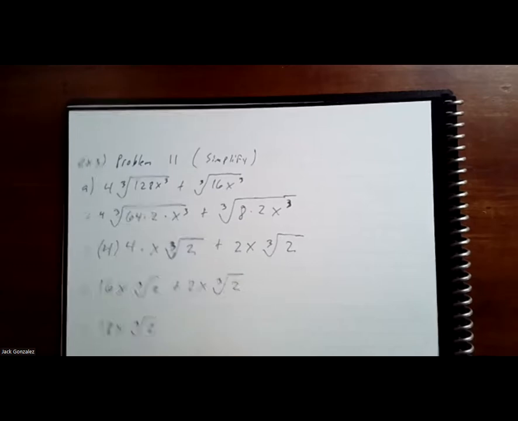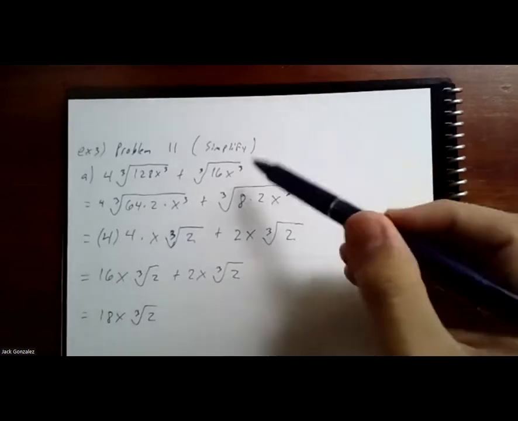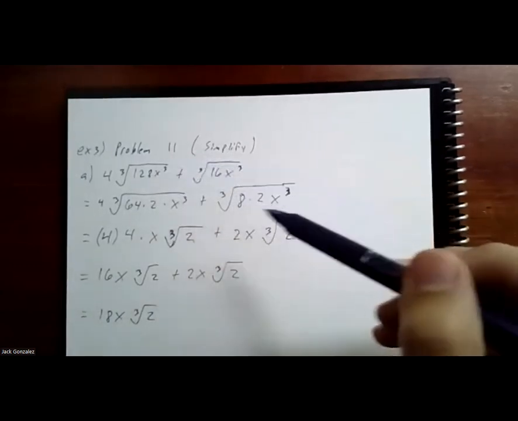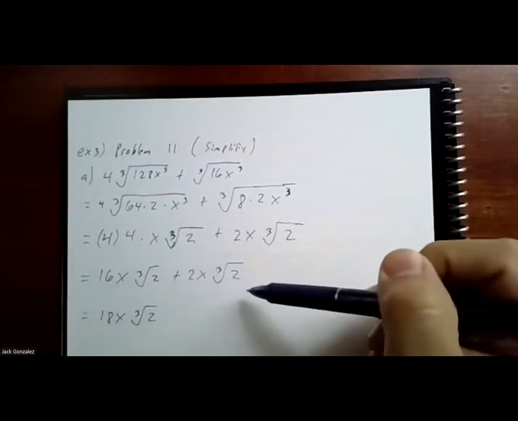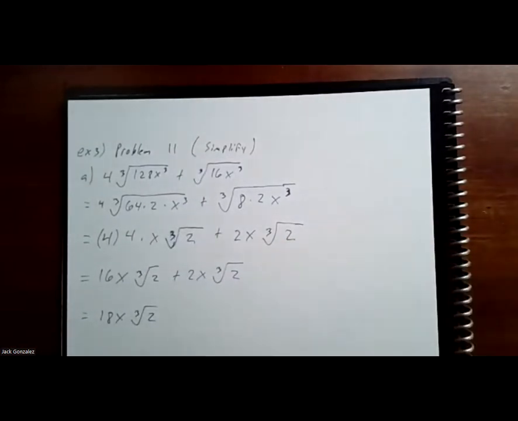And that's it. So originally you could not add them because they were not the same. After you simplify, they turn out to be the same. Any questions on these steps?